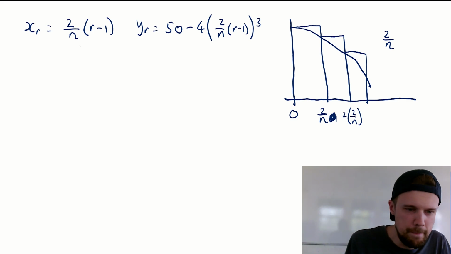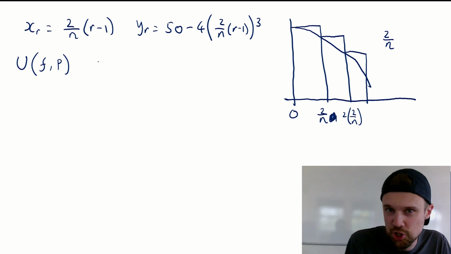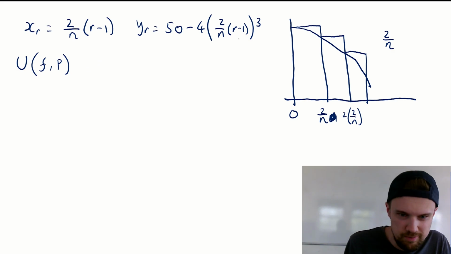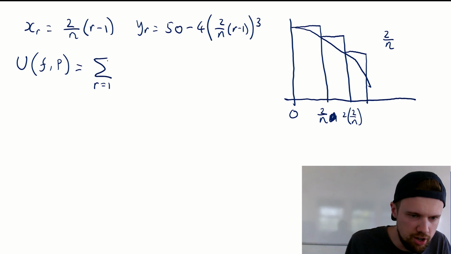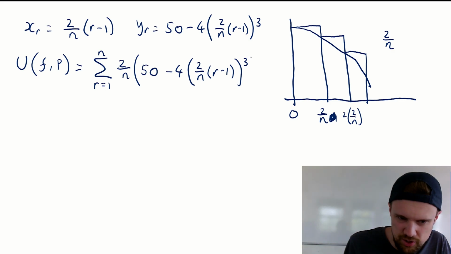Lovely. But therefore, the upper Darboux sum, again, I haven't defined what f and p are. We can just assume the function the integral is being applied to and the partition. But it would technically be the following stuff. So the sum from r equals 1 to n of the width of each rectangle, which is 2 over n, but now multiplied by this sequence of y values, which is not particularly nice, to be completely honest with you, but it is what we have to deal with nonetheless.